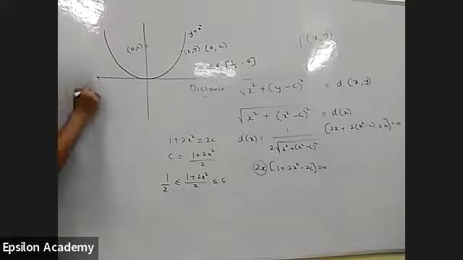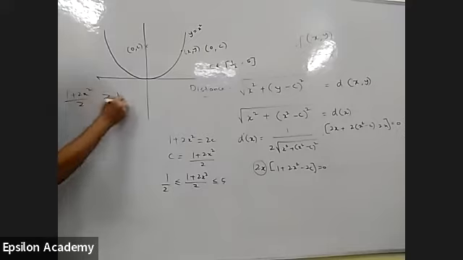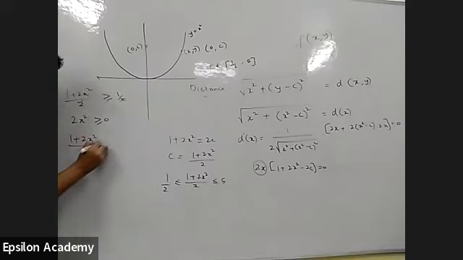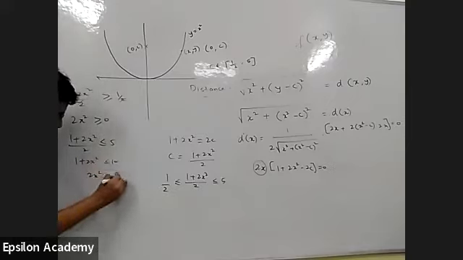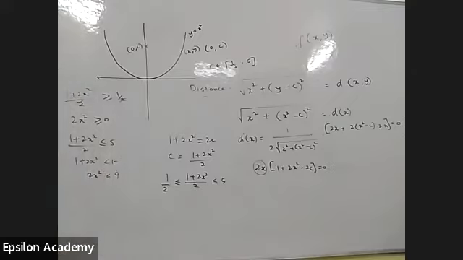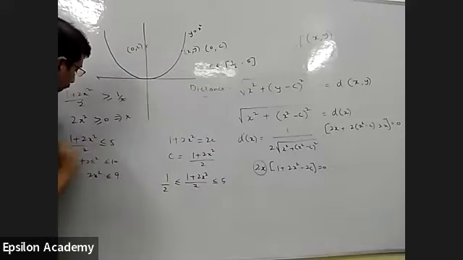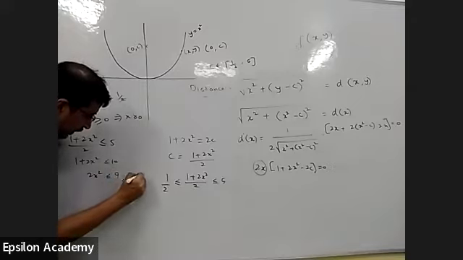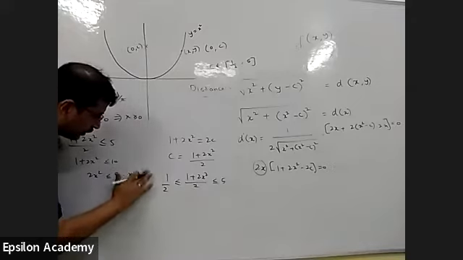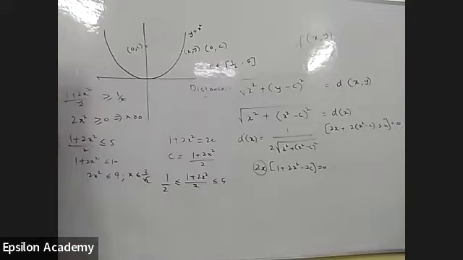No? (1 plus 2x square) by 2 is greater than or equal to half. Half and half will get cancelled. So 2x square is greater than or equal to 0. Similarly, (1 plus 2x square) by 2 is less than or equal to 5. So 1 plus 2x square should be less than or equal to 10. 2x square should be less than or equal to 9. So from here, I can get x is greater than or equal to 0. And here I am getting x is less than or equal to 3 by 2.